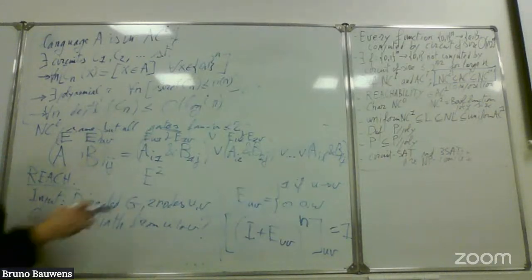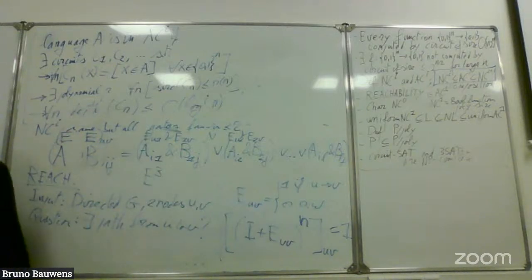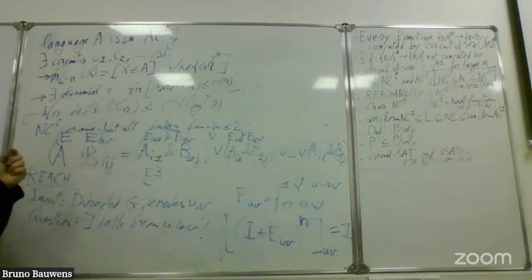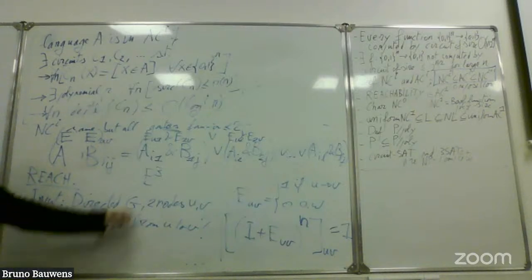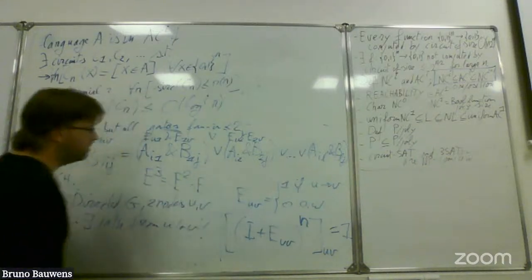So now the same for e to the power 3. It's the same logic. We check whether there is a path of length exactly 2, and then we check all next steps by it. So it's equal to e squared times e and so on.